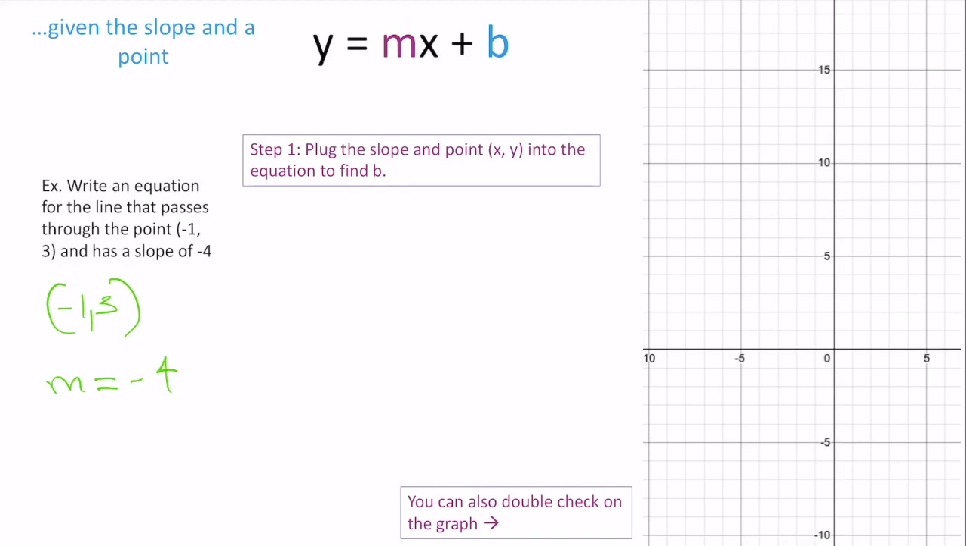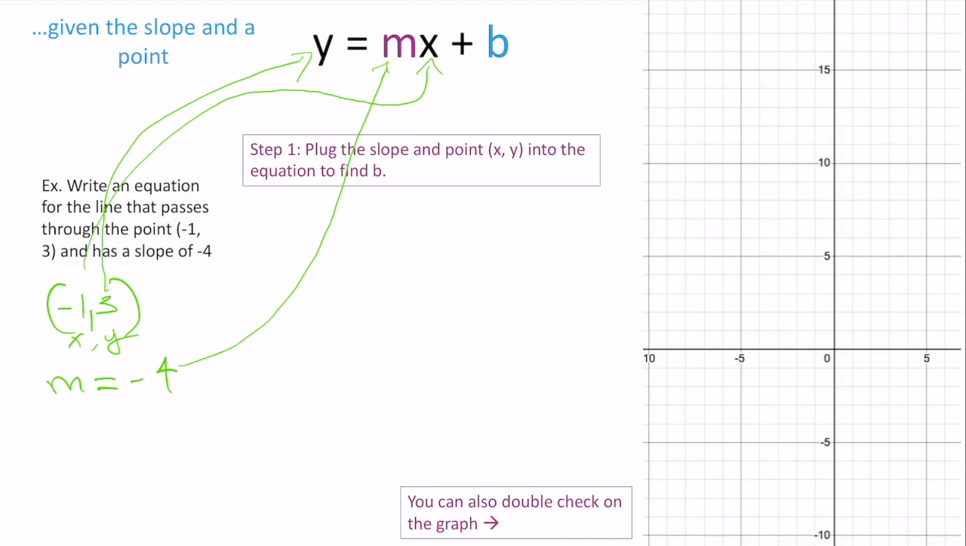So the first step we're going to do is plug in the slope and the point into the equation, and that's going to help us find the y-intercept. Because remember, any point on the line has an x and a y coordinate. So we know the -1 and the 3 are a pair of x and y that'll work for our equation. So we can plug those in, right? The -1 we can plug in for x, and the 3 we can plug in for y. And then we also know the slope, so we can plug that in for the slope. And watch what happens when we plug all those 3 things in.